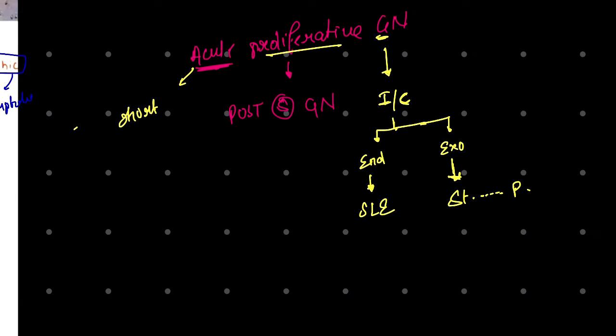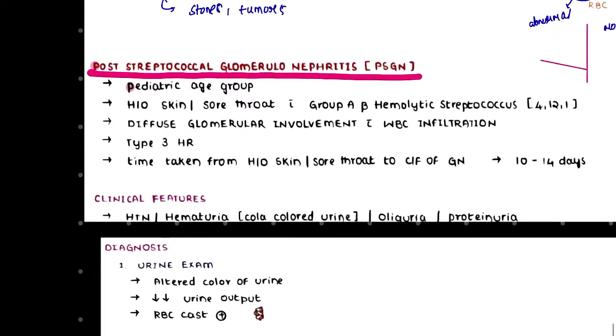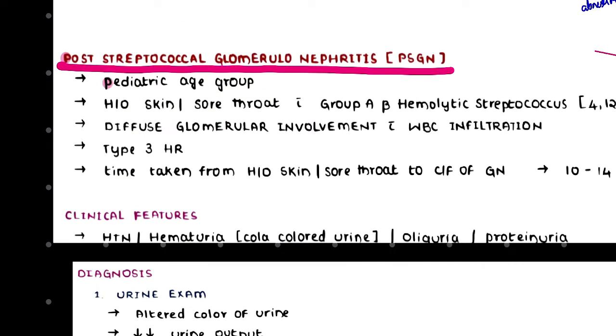So here we are talking about post-streptococcal glomerulonephritis, PSGN. Now, it is mainly found in children, in pediatric age. So from P we can just remember it as an acronym. But it is not just found in children, it is also found in adults, but it is mainly found in children.